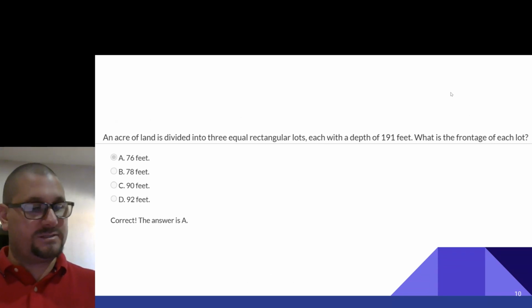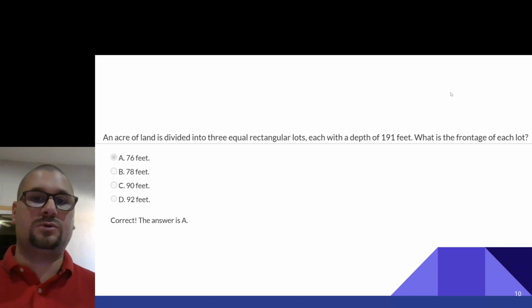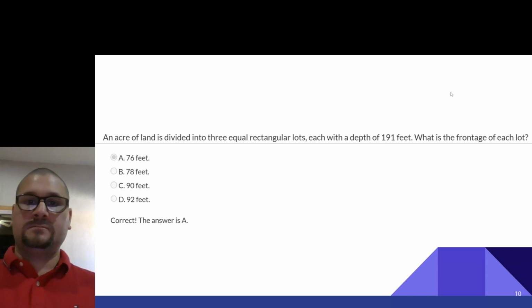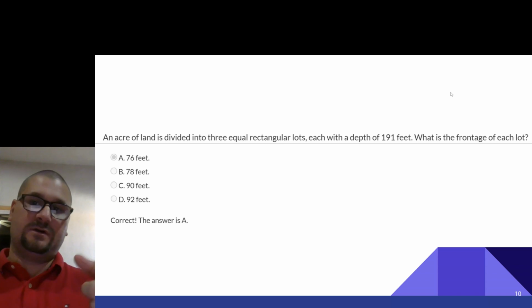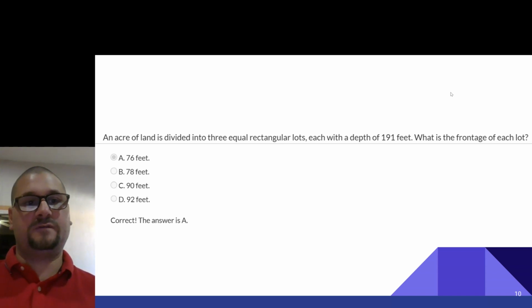An acre of land is divided into 3 equal rectangular lots, each with a depth of 191 feet. What's the frontage of each lot? Answer is alpha, 76 feet.